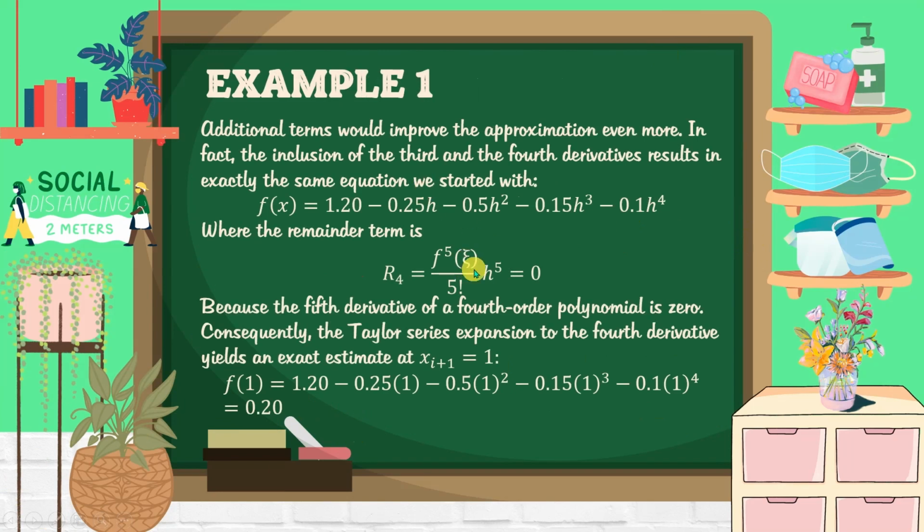To better understand how the remainder became 0 and how we got the value of 0.2, let's try using Excel.